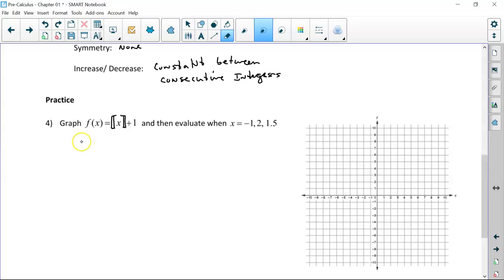So now when x is -1, so f of -1, the greatest integer less than or equal to -1, plus 1. So that's going to be -1 plus 1. So f of -1 is 0. F of 2, greatest integer less than or equal to 2, plus 1. Greatest integer less than or equal to 2 is 2, plus 1, so it's 3.